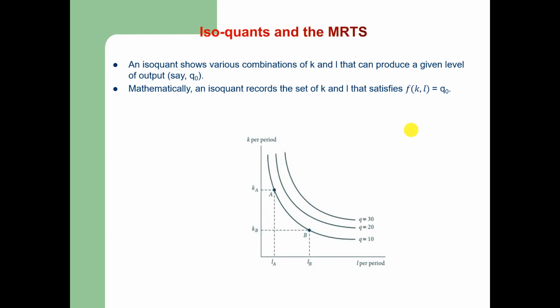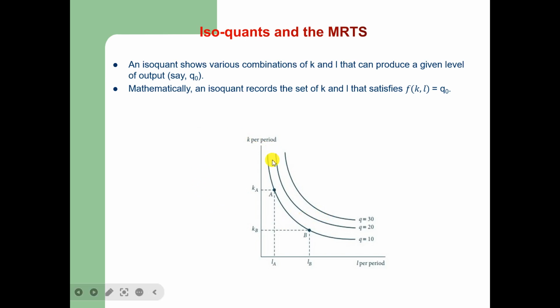In this figure, you can see that there are two inputs, labor and capital. Labor is measured along the horizontal axis per period, and the amount of capital input is measured along the vertical axis. There are three isoquants. Q shows the output level is equal to 10. This second isoquant shows that the given amount of output is equal to 20 units, and this higher isoquant shows the amount of output equal to 30.